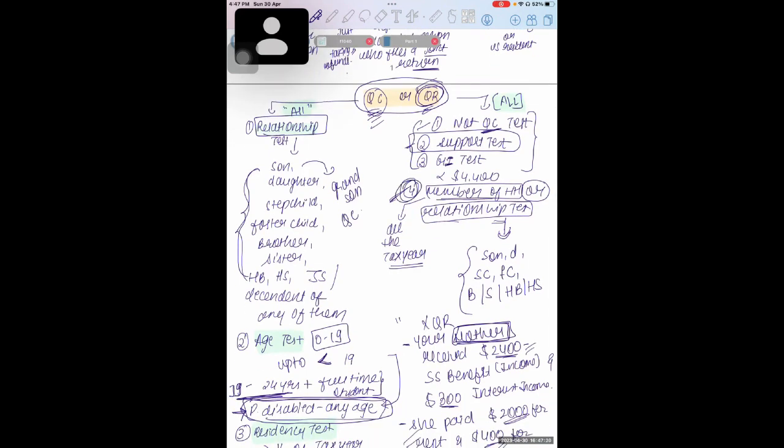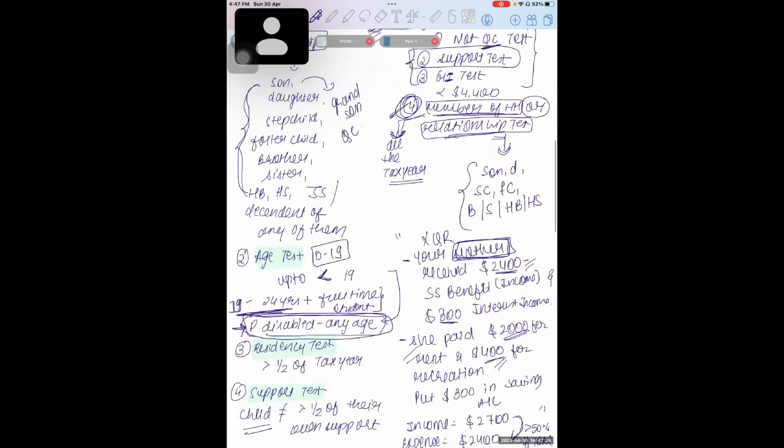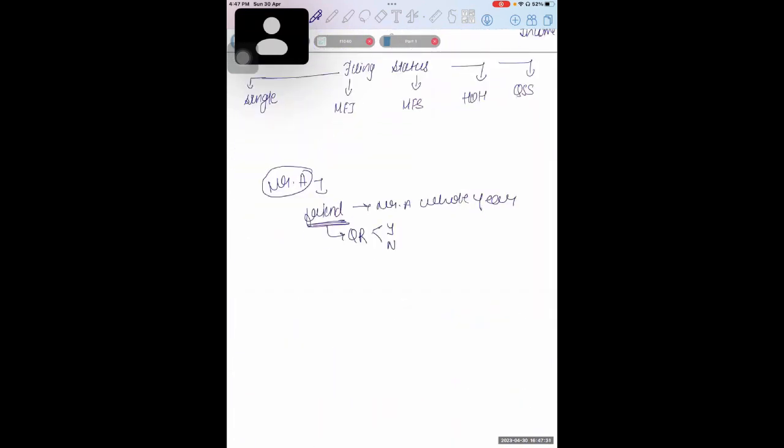Either the person should be a member of household or should be a relative. Member of household means what? Should live during the whole tax year along with the taxpayer. So the person is living with the taxpayer the whole year, okay? And all other three conditions are fulfilled. So can Mr. A claim his friend, right, as a dependent qualifying relative on the tax return, yes or no?